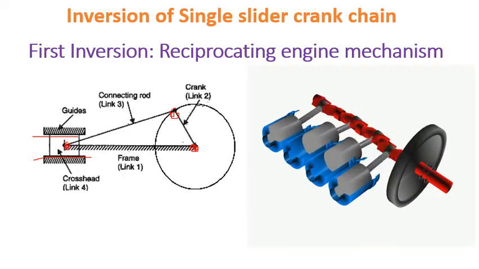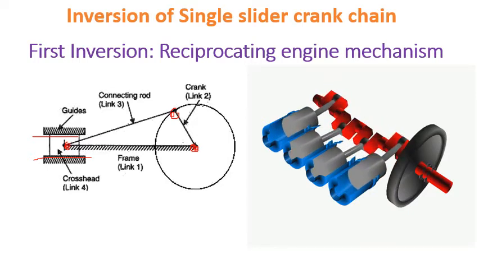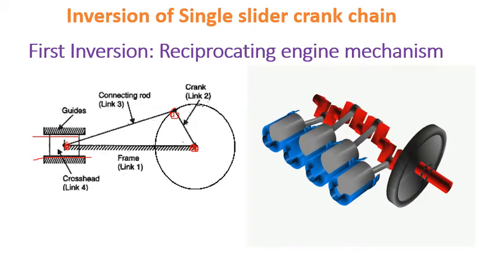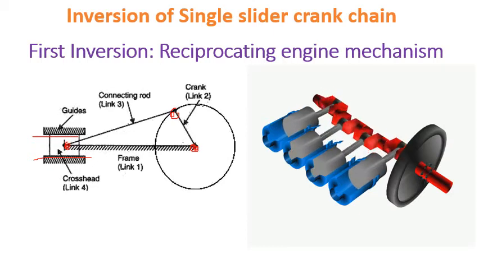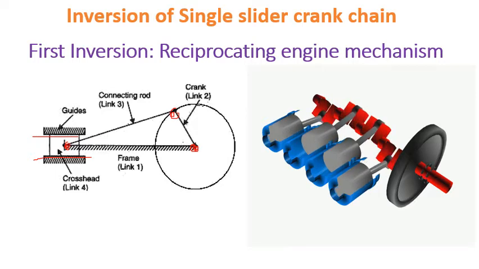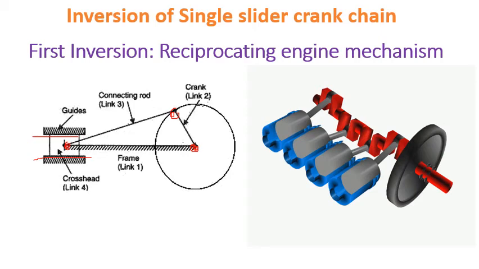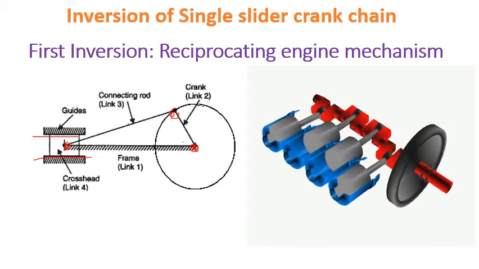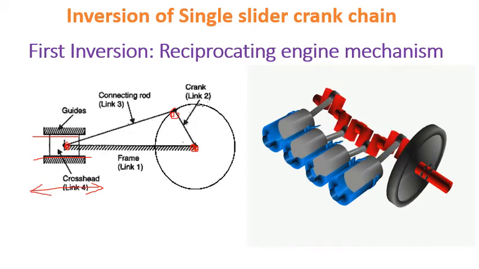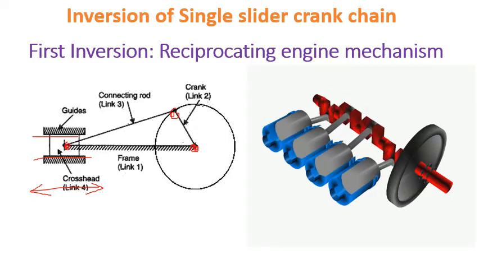The four links in the mechanism: first one is the frame, link number one. Next, the crank is link number two. The connecting rod is link number three, whereas the slider or piston is link number four. As the crank rotates, the slider reciprocates in the cylinder, and hence converts rotary motion into reciprocating motion.